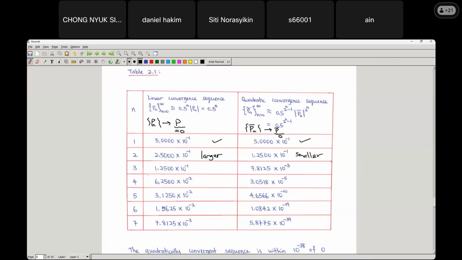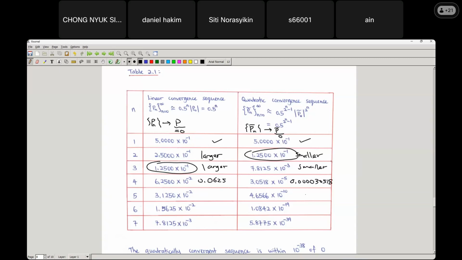So now you want to see which one converges to 0 faster. Okay, so we compare when n equals 3, you see this is 1.25. So this is always larger, but this value is smaller. And this value is equivalent to this value, right? When you come to n equals 4, this is 0.0625. But this one is already 0.0001234305 18.